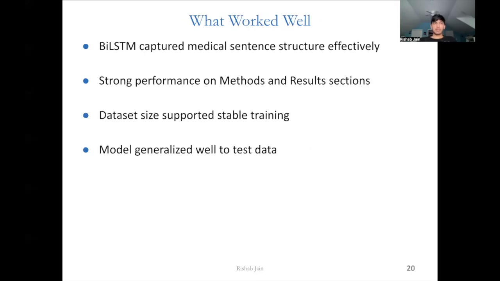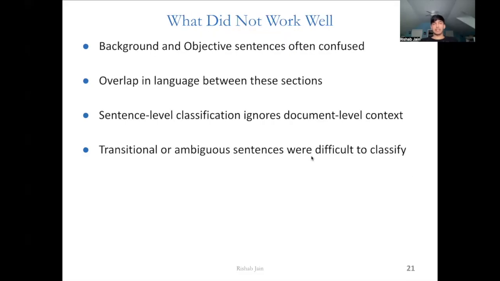So, what worked well? Some strengths of this approach include strong performance on technical sections, a fully reproducible pipeline, and clear practical use cases in healthcare. The BiLSTM captured medical sentence structure very effectively. Like I said earlier, we had strong performance on the methods and results sections. The dataset size supported stable training, and we also generalized quite well to the test data.